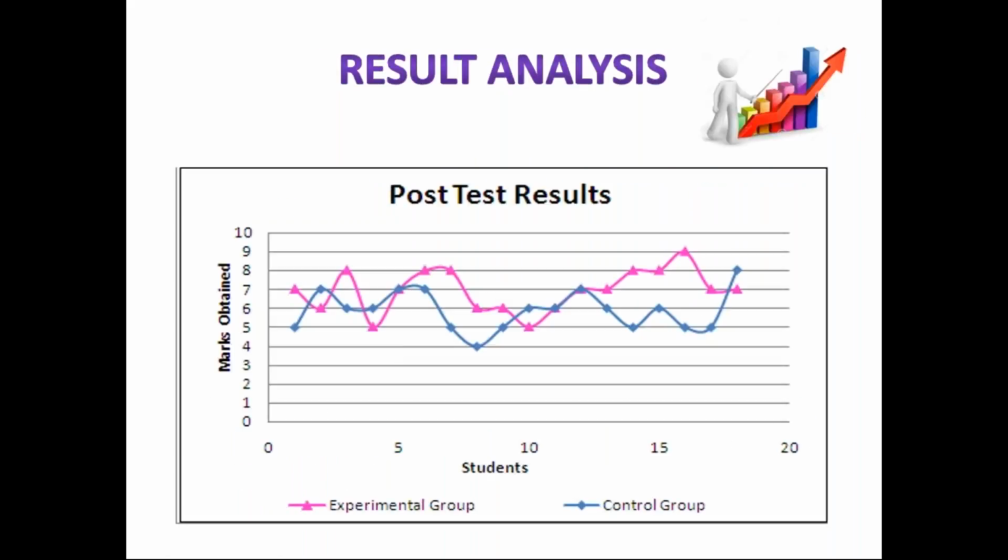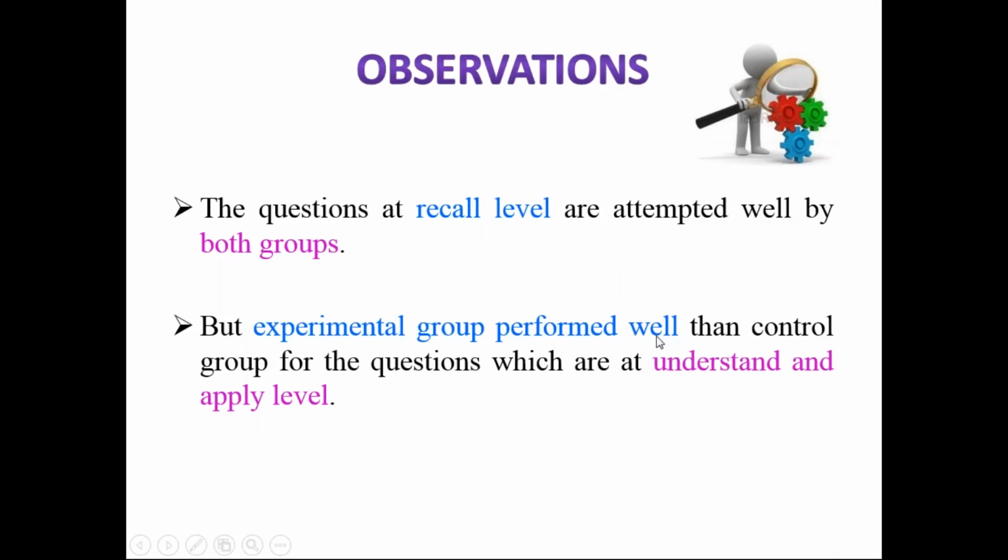From that, when I see the post-test results, I found that the results of the experimental group are higher. We can see the peaks for the experimental group, whereas for the control group, the results are a bit less compared to the experimental group. So the experimental group has performed better than the control group. Now, I wondered how this has been possible, how it has happened.